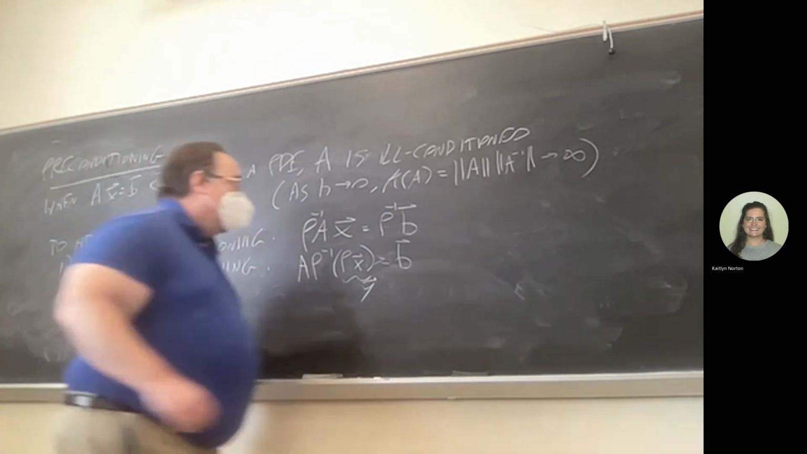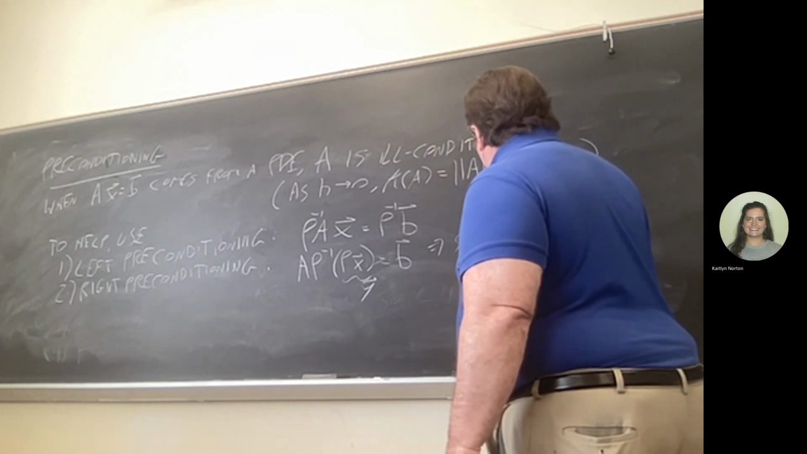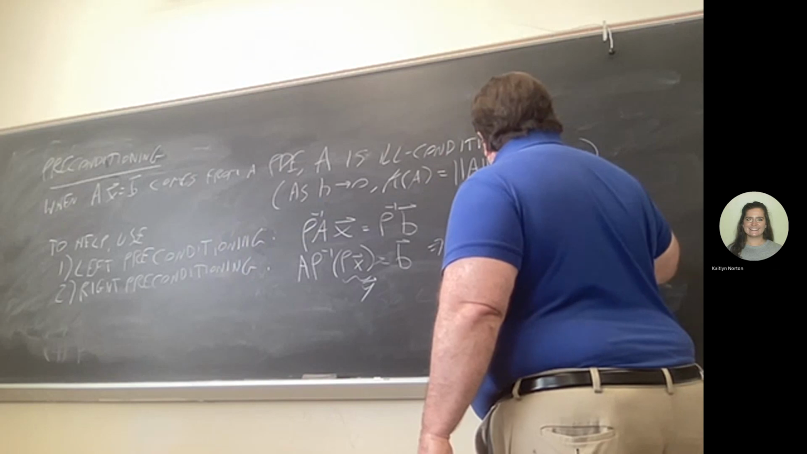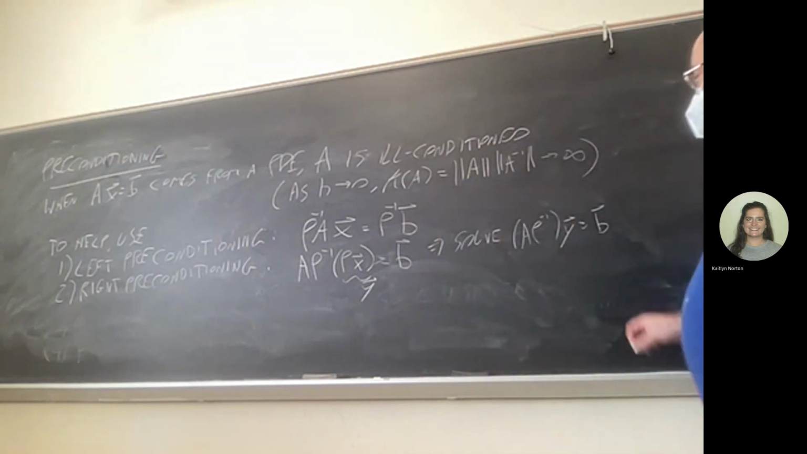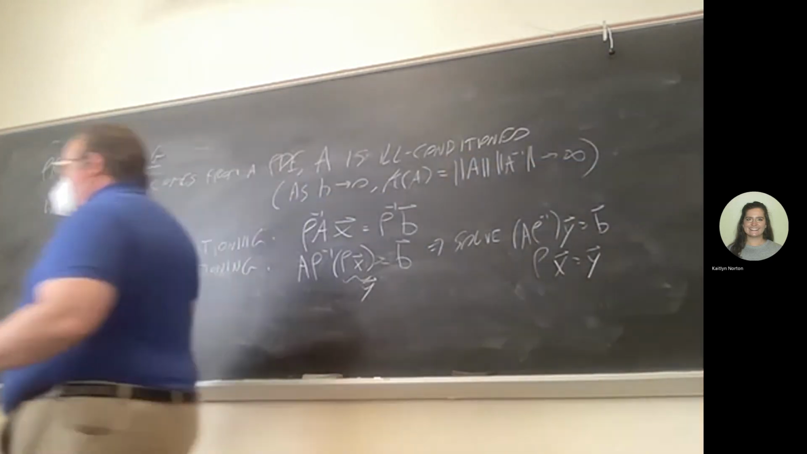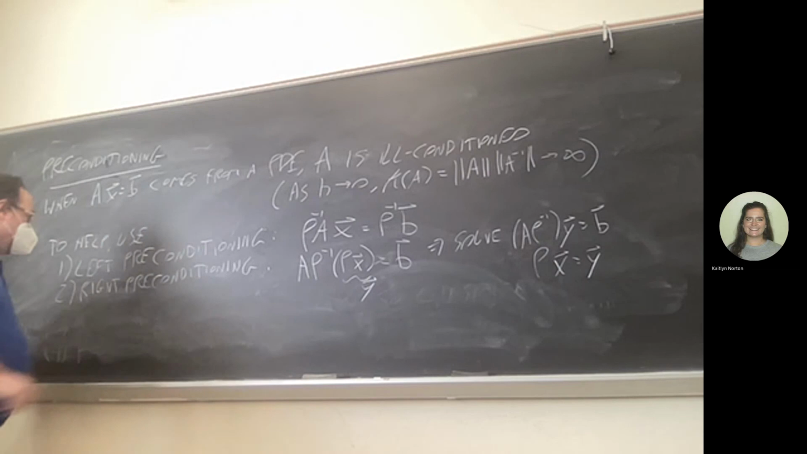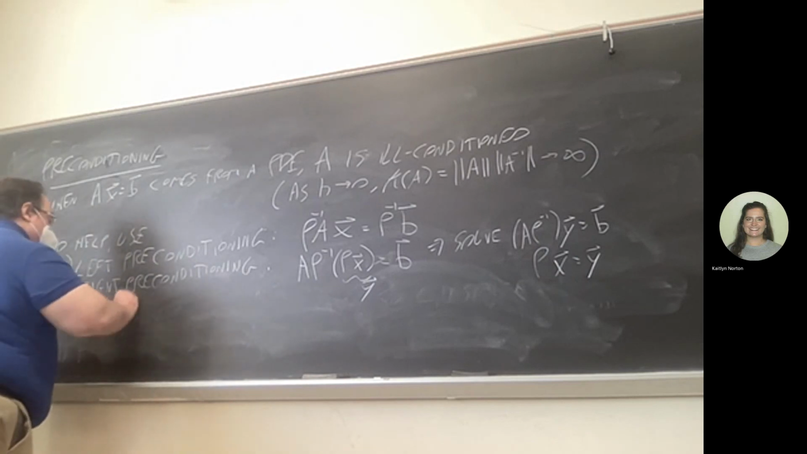And then A P inverse Y is equal to B, and then you solve Px is equal to Y to get the solution X of your original problem. And certainly you can apply both left and right preconditioning in tandem. So the question now is, if we're going to do something, either one of these things or both, how do we choose the matrix P? So P is referred to as a preconditioner.